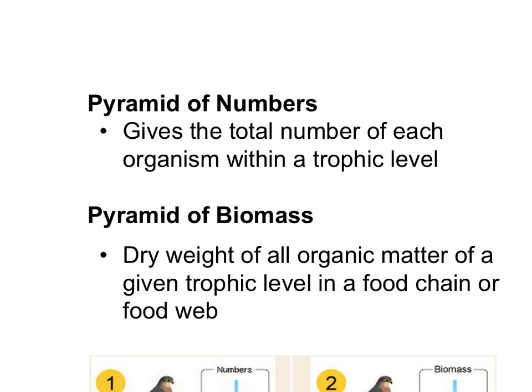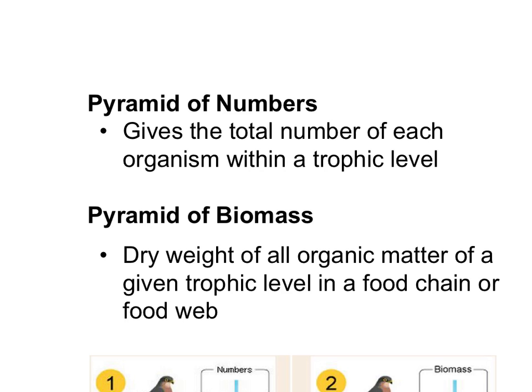All right, there's other types of pyramids that can show us some different kinds of information. A pyramid of numbers is actually really interesting if you want to look at the census of different species within an ecosystem. And what that does is it gives you the total number of each organism within a trophic level. And for certain studies, that's actually something that you want.